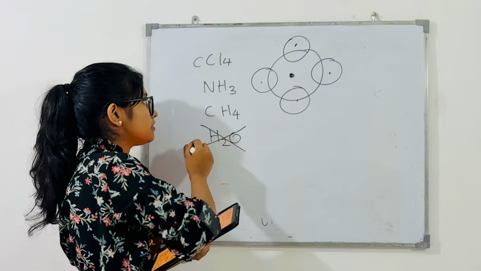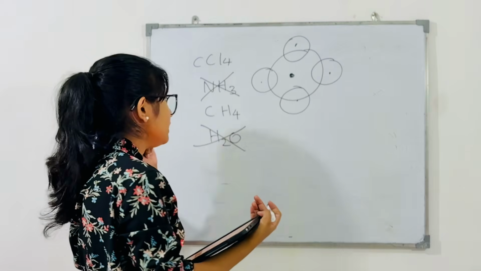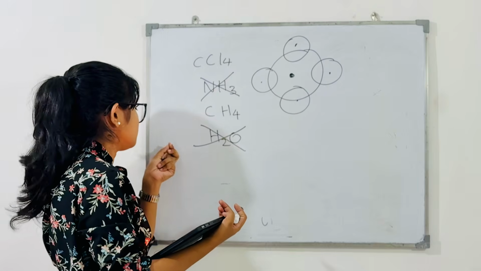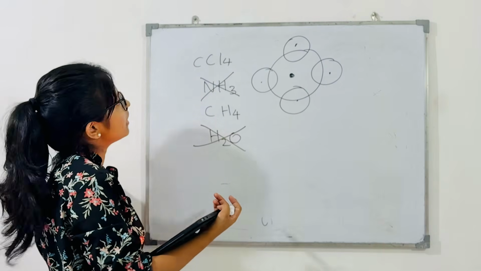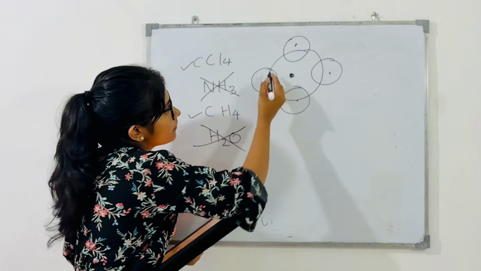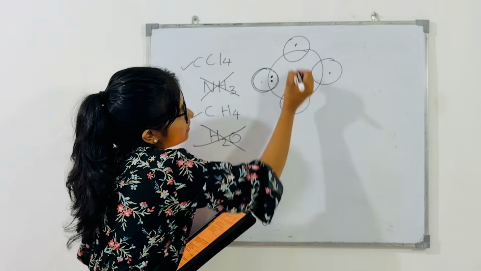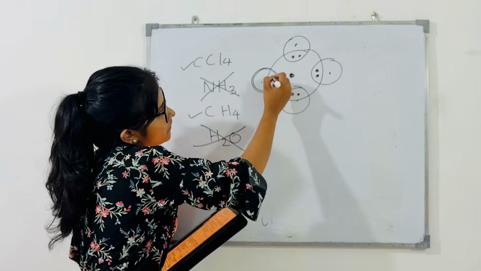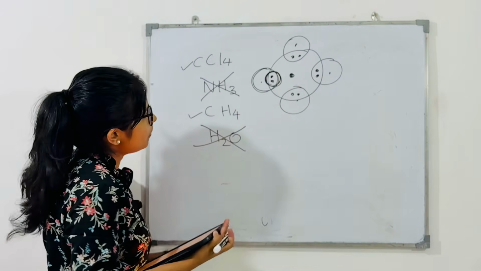It cannot be H2O or ammonia, right? It can be CH4 or CCl4. But how many electrons are shared with this central atom? Only 2, right? Only 2 electrons.